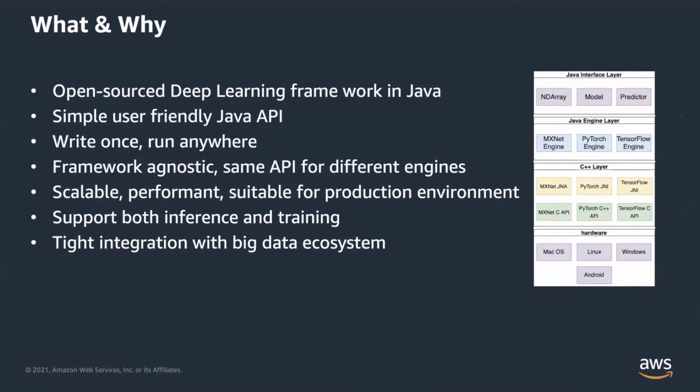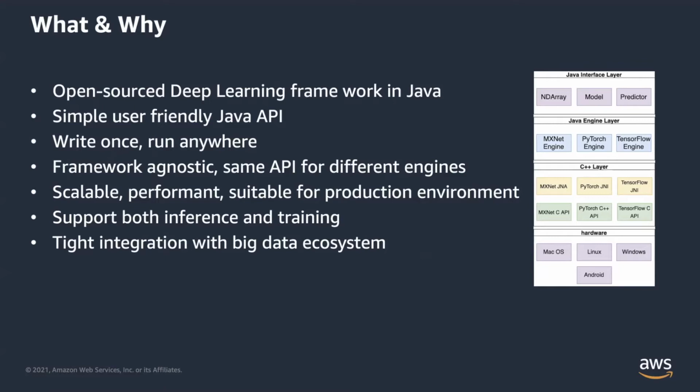First of all, what and why? So as we mentioned again, DJL is an open source deep learning framework that's in Java. It provides you a simple user-friendly Java API, and same as any other Java program, you can write once and run anywhere. So it's cross-platform as long as you have JVM installed, so you can use it anywhere.